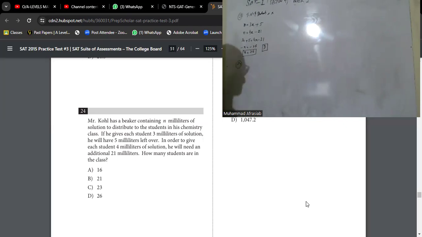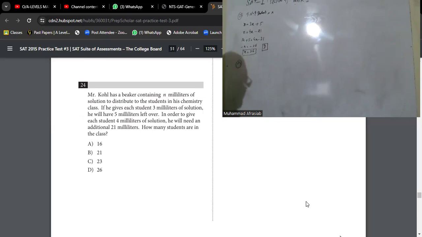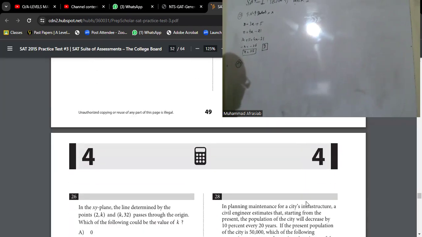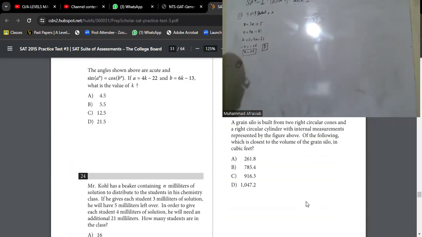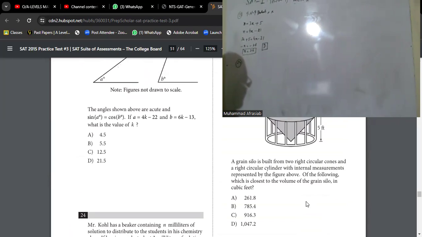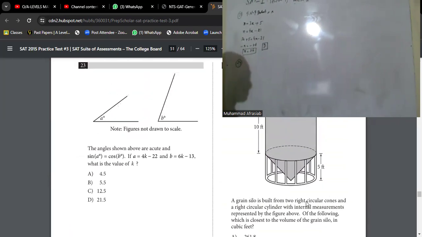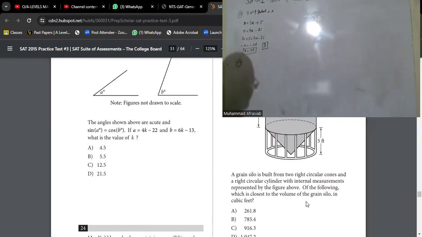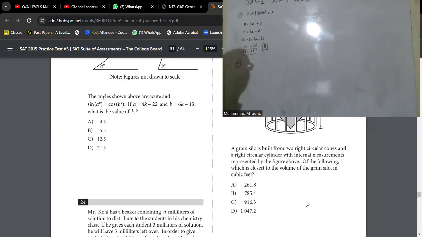Then we are solving the next question. It is 23, and this one is the 24th question. And now 23 is this.